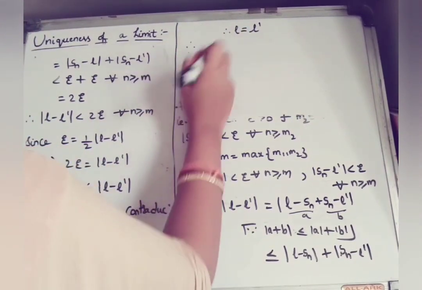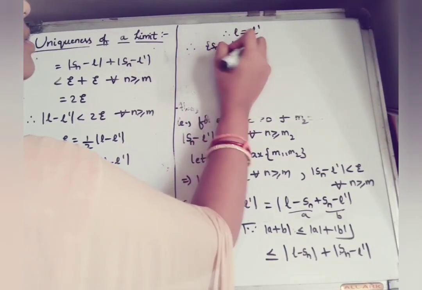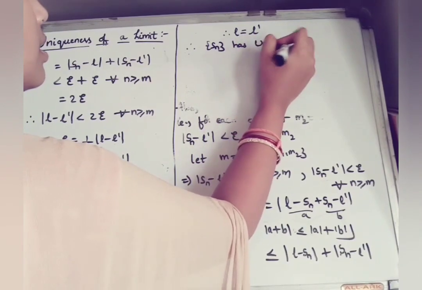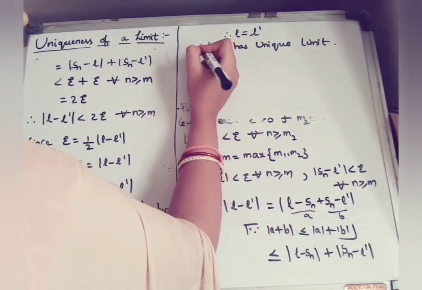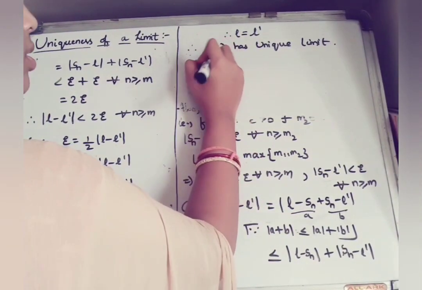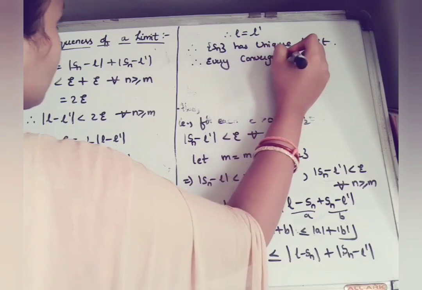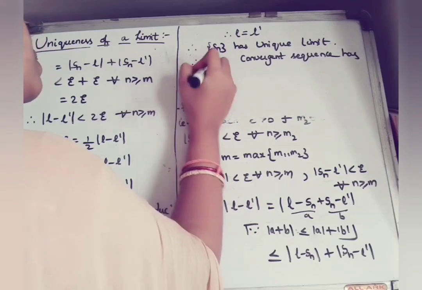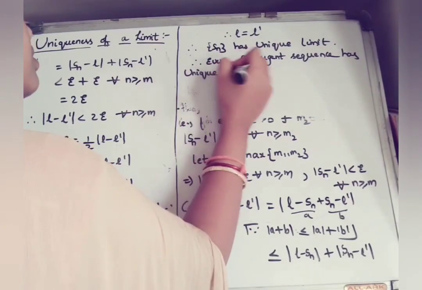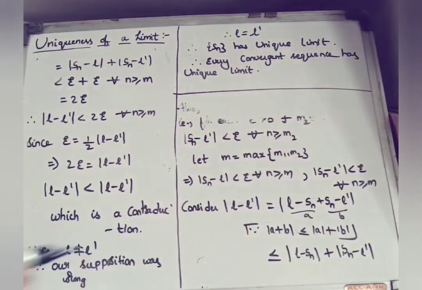From this we can write, sequence Sn has a unique limit. Therefore, every convergent sequence has a unique limit. Hence proved. Okay, this is the uniqueness theorem of a limit.